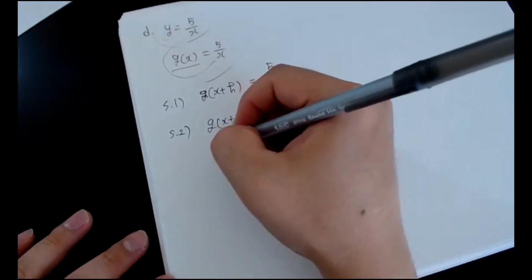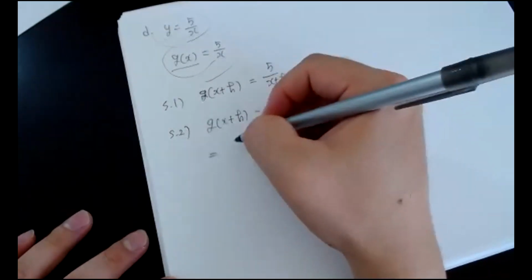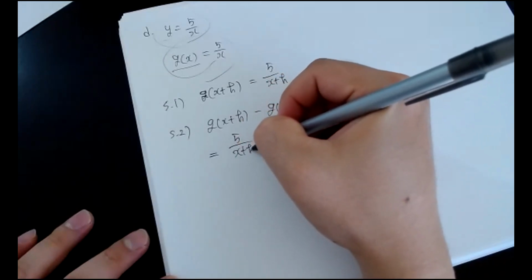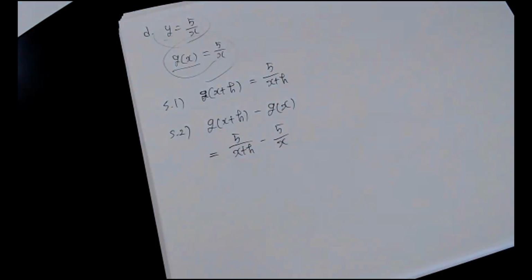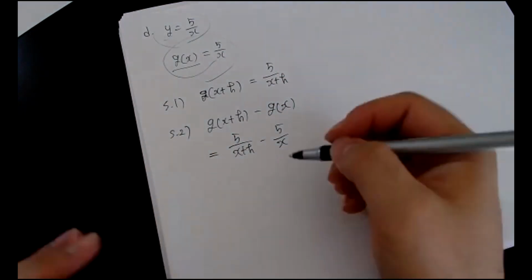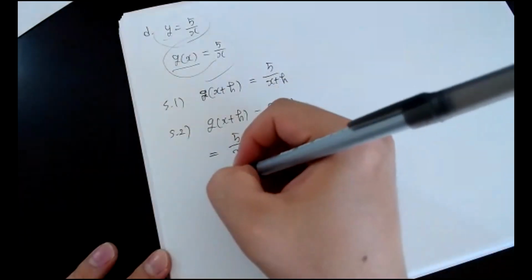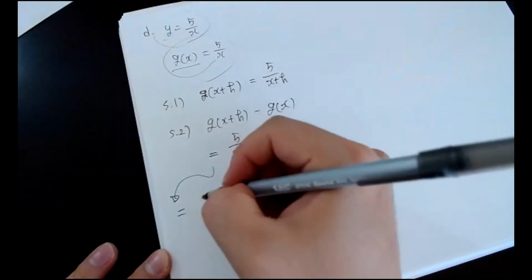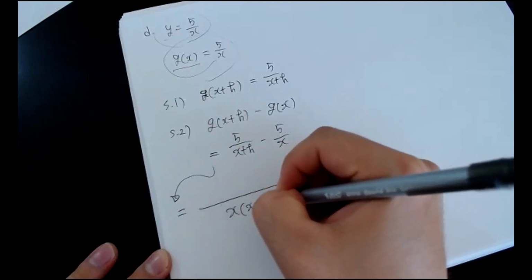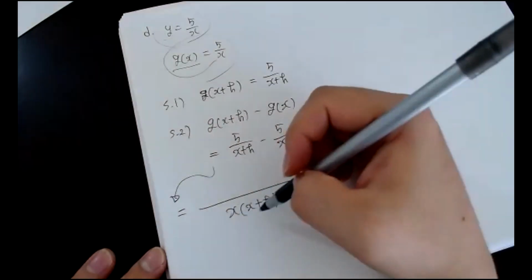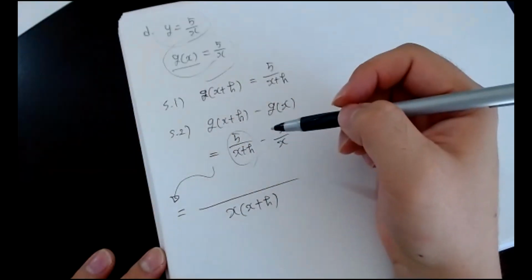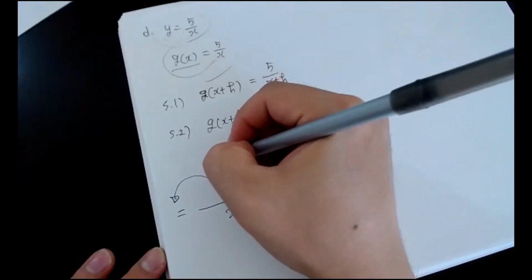Maybe that's going to be tedious, but listen carefully. g of x plus h is 5 over x plus h, and then minus g of x is 5 over x. We have to combine two fractions, but the two fractions have distinct denominators. So we have to find the LCD, least common denominator, which is x times x plus h. To get x times x plus h in the first fraction, we multiply by x, top and bottom.